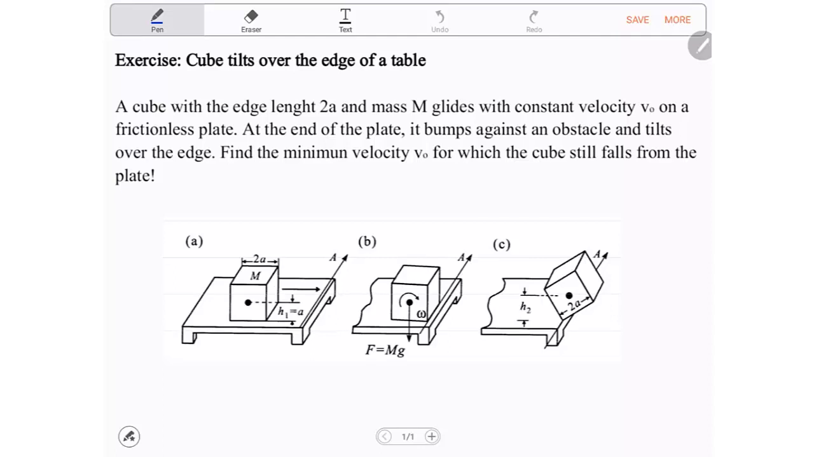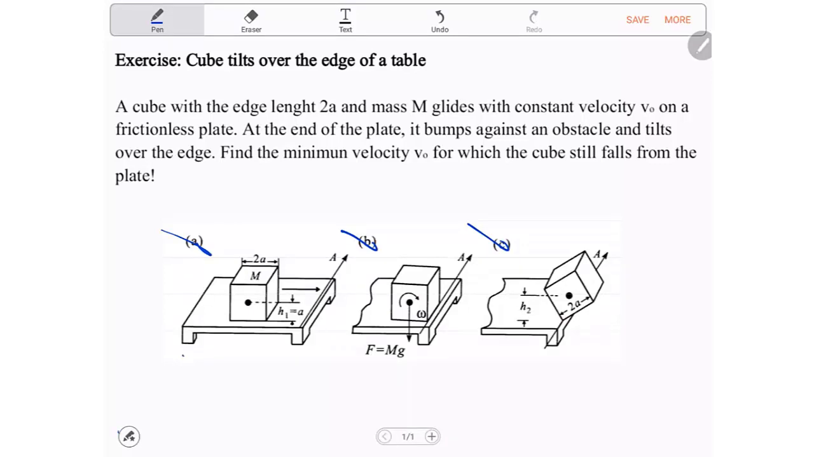So we have this illustration here. We have part A of the illustration, on which the cube is sliding on the table. On the second part, the cube reaches the edge of the table, and on the third part the cube starts tilting over and getting off the table. So we want to calculate the minimum velocity for which this situation happens.